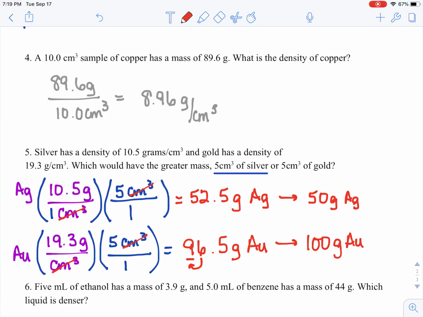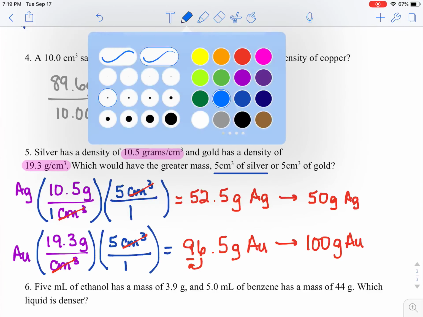And in comparison, you can see that I have nearly twice the amount of gold as I do silver. Now, by the way, if we go back and look, 10 grams per centimeter cubed versus 19 grams per centimeter cubed is roughly a 1-to-2 relationship. So that's a nice little check to see that we've probably done our math correctly.